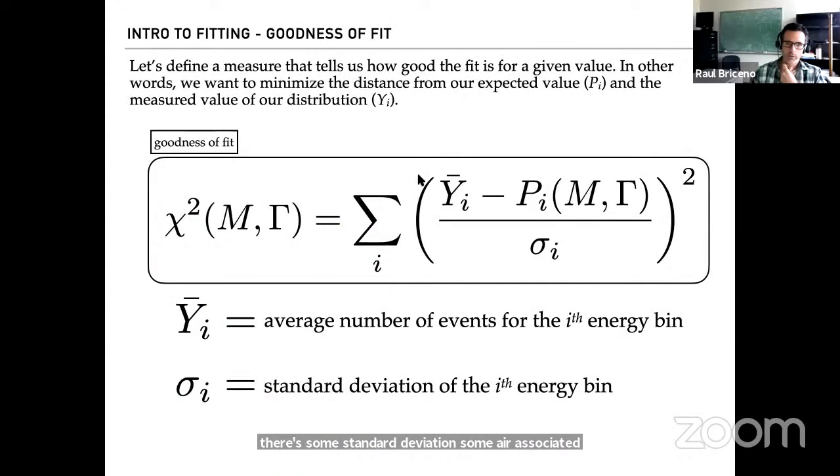And so the chi-squared is defined as the distance between them squared. You see I have a squared. So there's a distance between my data and my prediction for the data, given some value of m and gamma evaluated at that particular energy. And I'm dividing that by the standard deviation. I'm allowing there to be some deviation between the data and my prediction that is measured by the standard deviation.